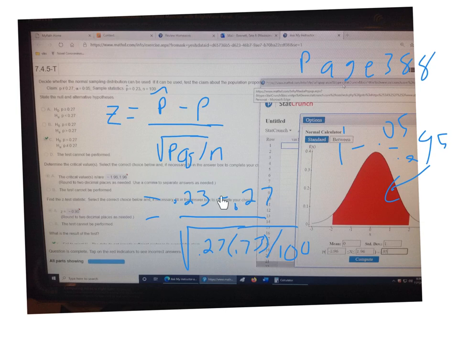Then if you put that in your calculator correctly, and you be real careful with your parentheses, you get minus 0.90. Hope that helps.